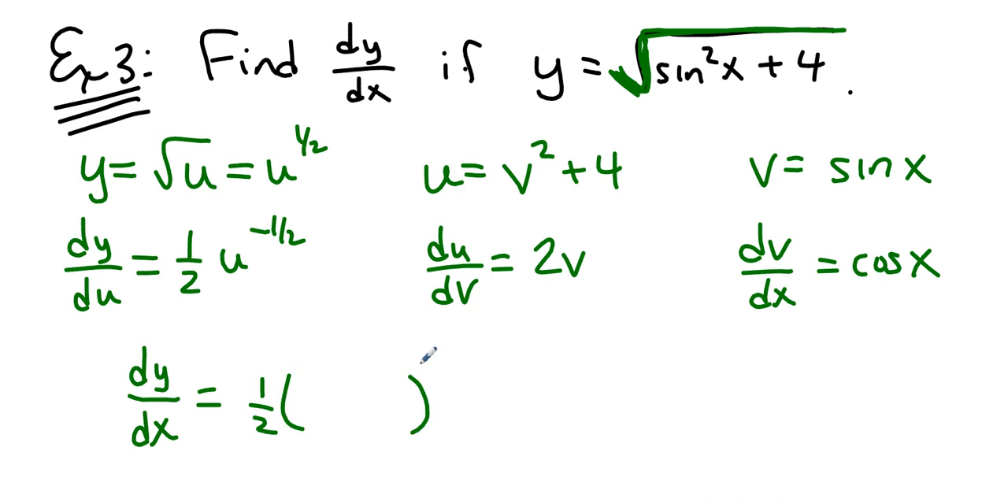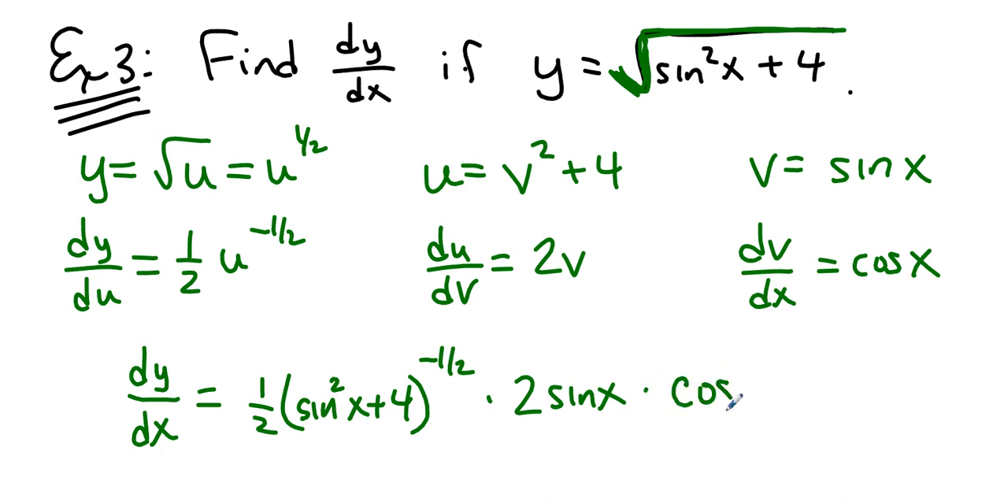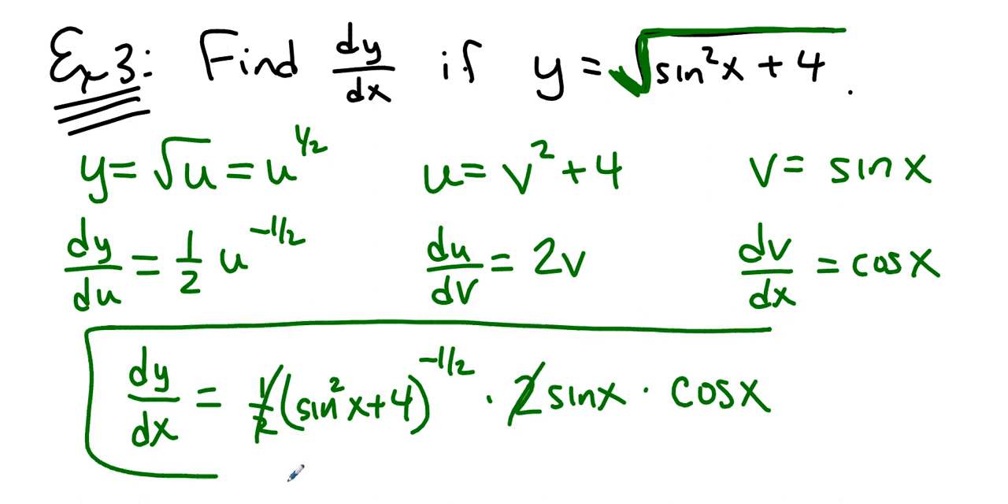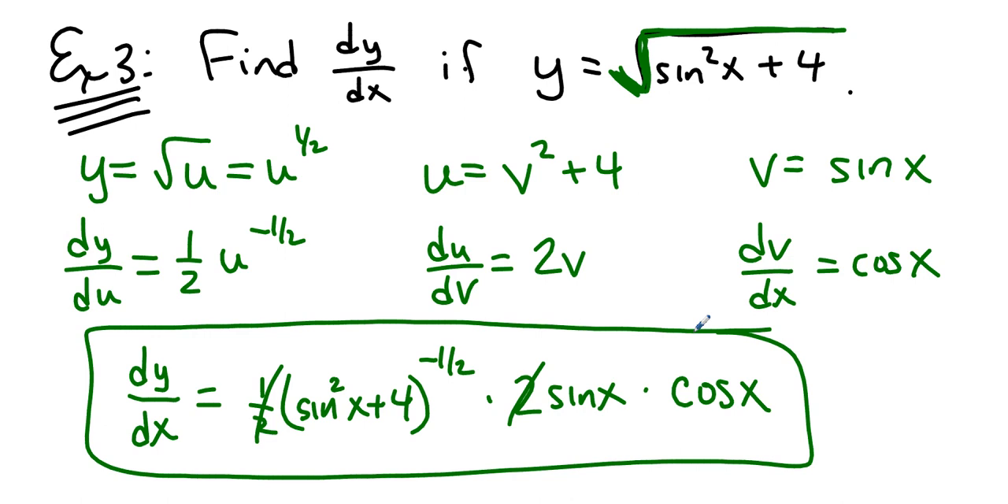1/2 u to the negative 1/2. Well, what's u? U is v squared plus 4. But what's v? Sine of x. Times du/dv, well, that's 2v, but what was v? V was sine x, and then dv/dx. Maybe you cancel the 1/2 and the 2, that probably makes sense to do, but there's no real reason to simplify beyond that.